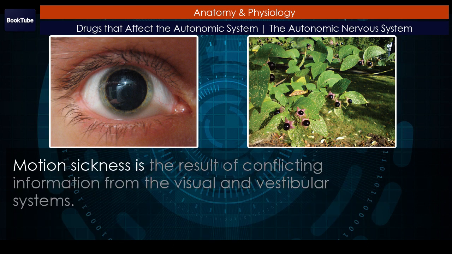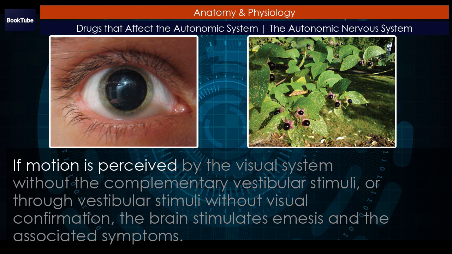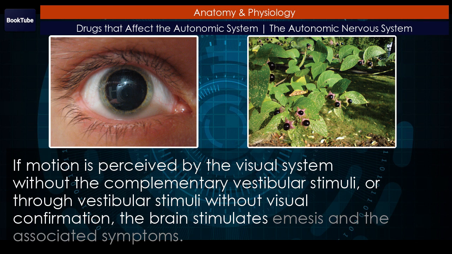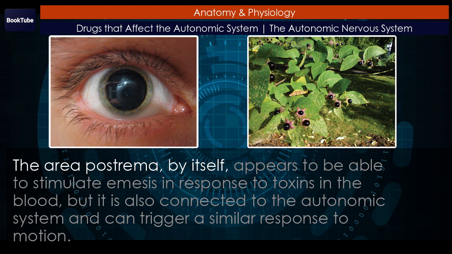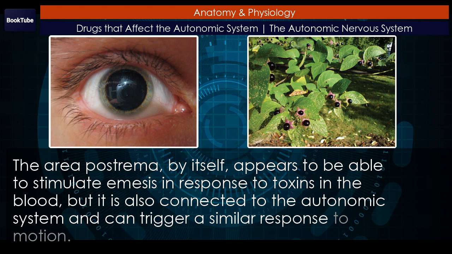Motion sickness is the result of conflicting information from the visual and vestibular systems. If motion is perceived by the visual system without the complementary vestibular stimuli, or through vestibular stimuli without visual confirmation, the brain stimulates emesis and the associated symptoms. The area postrema, by itself, appears to be able to stimulate emesis in response to toxins in the blood. But it is also connected to the autonomic system and can trigger a similar response to motion.